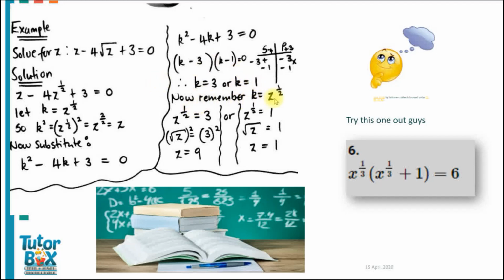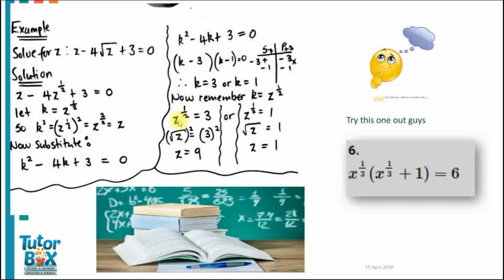So now remember, k is equal to z raised to the power of half. So you take your z raised to the power of half is equal to 3, or your z raised to the power of half is equal to 1. And then you solve the equation. Here you actually didn't have to do this second step. You can change it to surds. If it's easier for you to work with surds, go ahead. If it's easier for you to work with exponents, then go ahead.